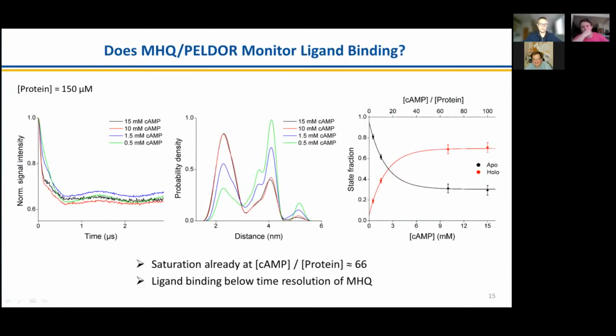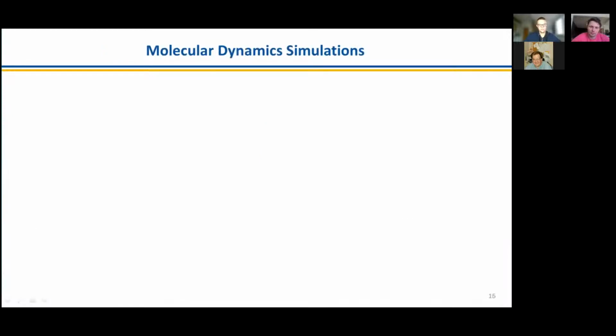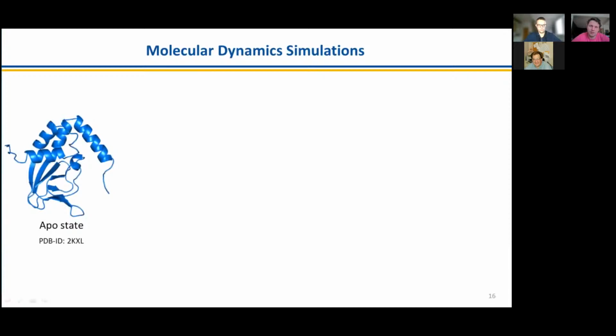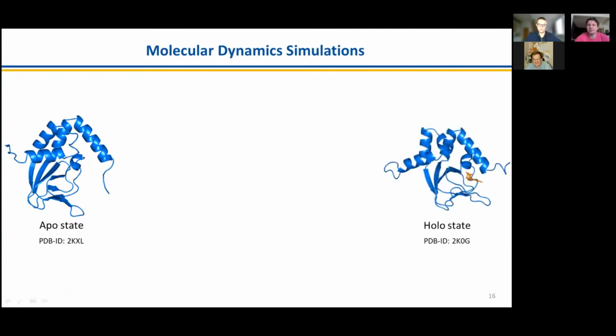And in order to find that out, we took a look at the reaction using in silico methods, meaning molecular dynamics simulations. So first of all, what we did was to run an MD simulation on the apo state as we have it in the PDB, such that we have an MD trajectory and know how the protein behaves and what it looks like in the computer. The next step was to do the same with the holo state, also with the structure as it has been deposited in the PDB.